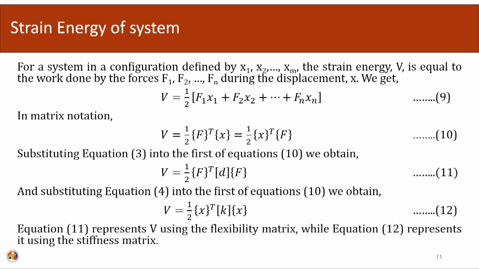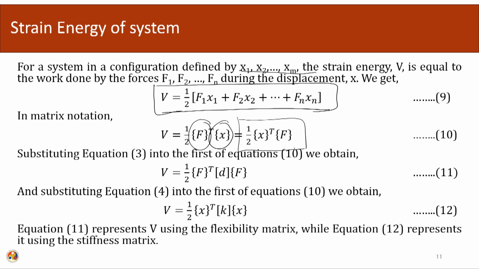So, for a system in a configuration defined by the degrees of freedom x1, x2, x3 up till xm, the strain energy, denoted by V, is equal to the work done by the forces during the given displacement. So, we can write the formulation of the strain energy as a summation of the work done. In matrix notation, we write down the matrix notation of the force term and the displacement term, or we can take the transpose and write in both the forms.